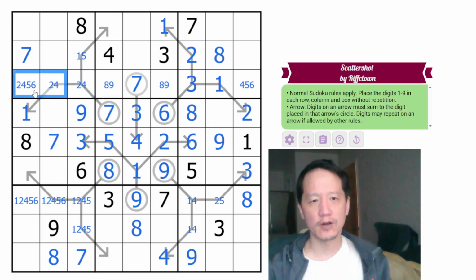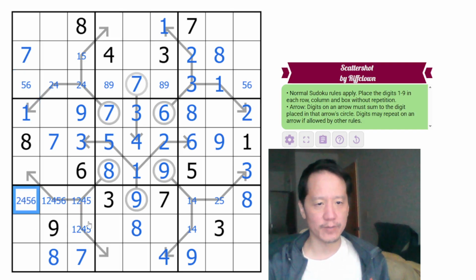So the 2, 4 pair eliminates 2 and 4 from the rest of the row. So this can't be 2 or 4. This can't be 4. This 1 means this can't be 1.